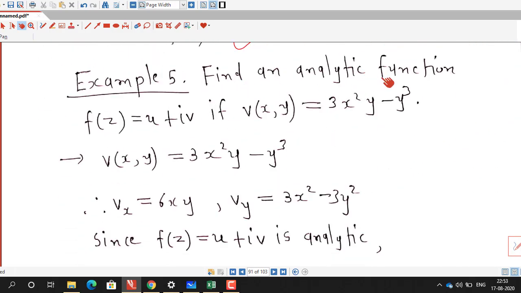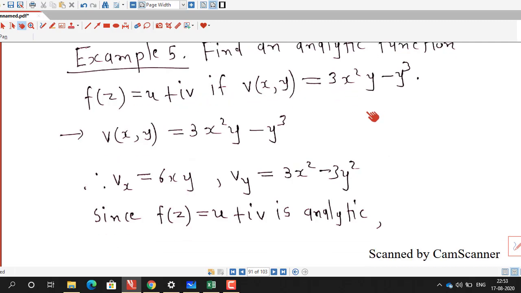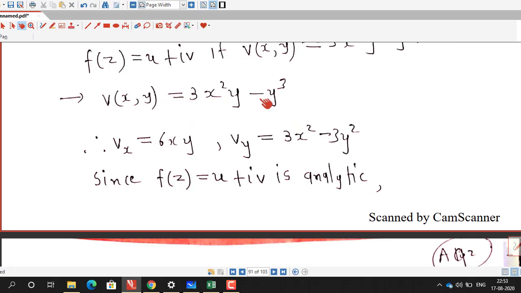We take one more example. Find an analytic function f of z equal to u plus iv if the imaginary part v is 3x square y minus y cube. So here first we find the partial derivatives of v. Del v by del x: 3y is constant, and the derivative of x square is 2x, so it is going to be 6xy. The derivative of y cube with respect to x is 0. Del v by del y: 3x square is constant, the derivative of y is 1, minus 3y square.